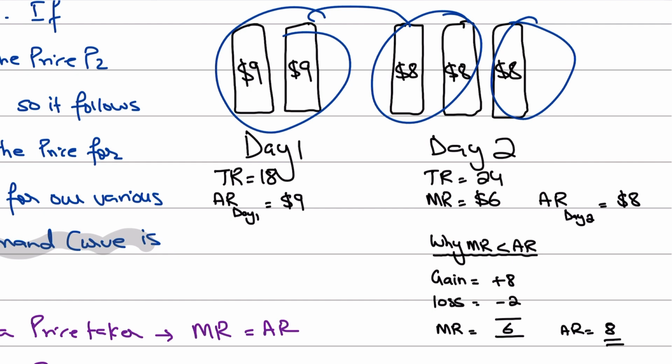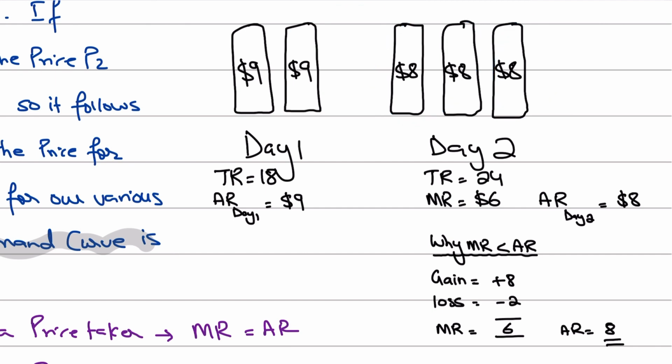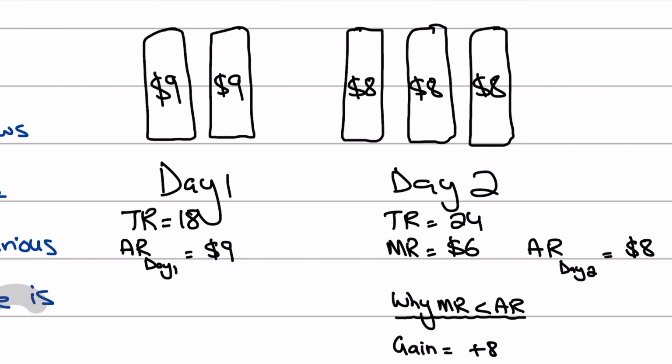Compared with day one, you are selling an additional chocolate on day two. That's cool. But in order to sell another chocolate, you have reduced the price. In order to sell the third chocolate, you said, you want to sell more chocolates, so let's reduce the price. And you sold the third chocolate for $8. But it's not only the third chocolate that you sold for $8. The first two chocolates sold on that second day were also sold for $8.